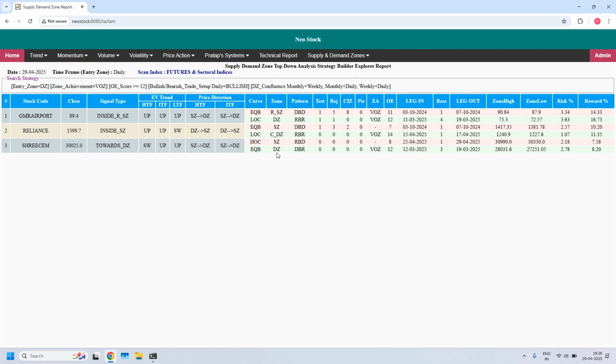In these 3 stocks, these daily demand zones are overlapped with weekly demand zones. And both together again overlapped with monthly demand zones. And monthly trend is up in 2 stocks. In these 2 stocks, if any monthly demand zone having monthly EMA confluence, then these overlapped daily demand zones might be having more high probability to get success. So let's filter.